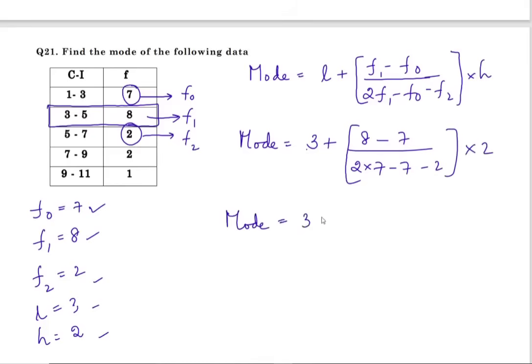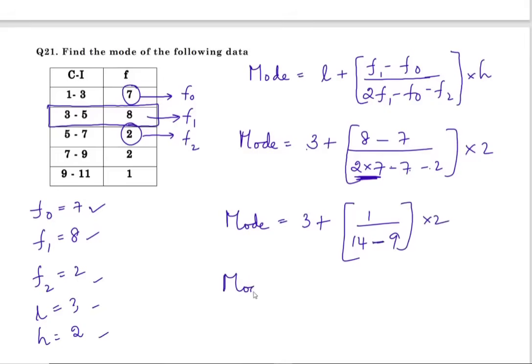Mode equals 3 plus, what is 8 minus 7? It is 1. Now see, most of the students make a mistake here. First you multiply, always you multiply. 2 sevens are 14 minus, we have 2 minus signs here, add it, that is 7 plus 2 is 9, and put the bigger number's sign, minus, into 2.